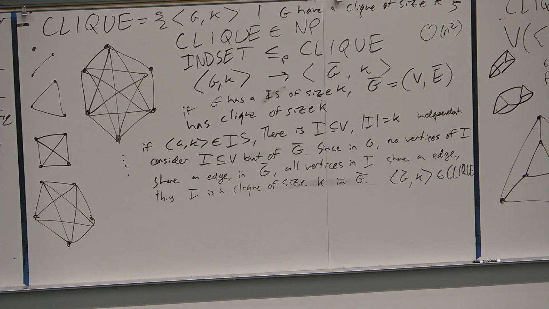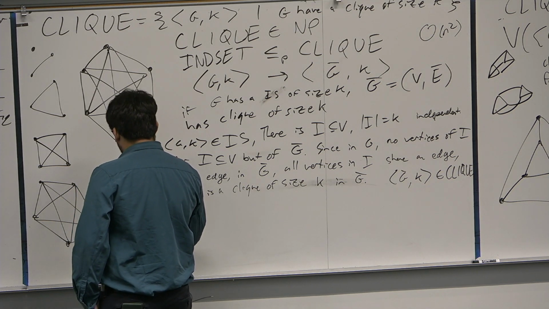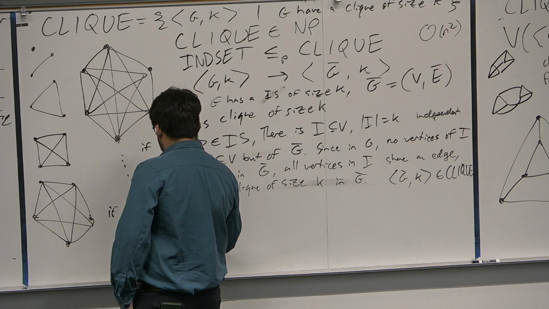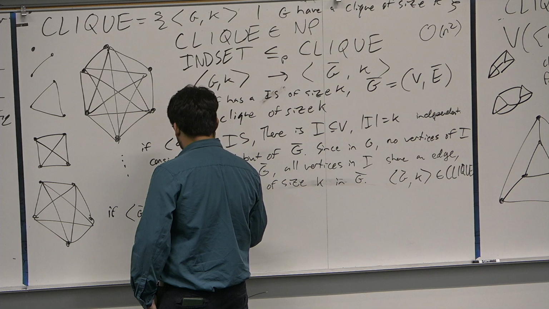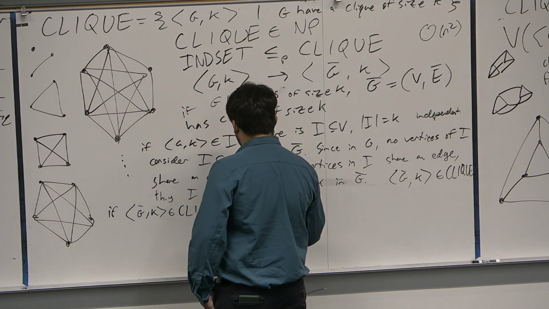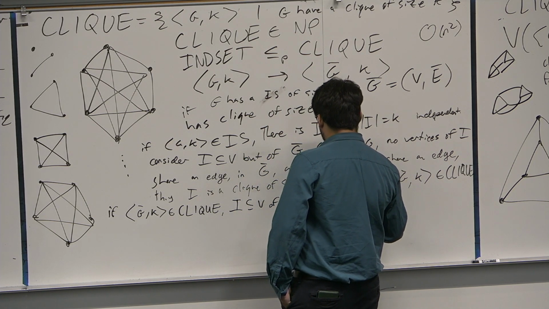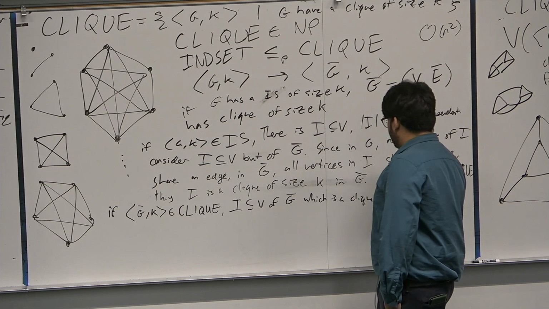Let's finish the second direction of the if and only if. Which one ought we to do? Should we do not P implies not Q or Q implies P? Q implies P is going to be easy because we can argue about the existence of an independent set. If G complement comma K is in clique, there exists I, which is a subset of V of G complement, which is a clique of size K.